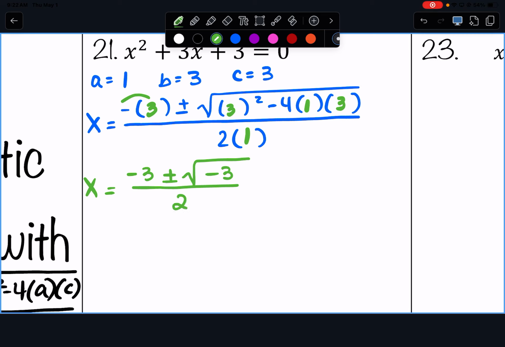From here, we're going to simplify that square root. So we're going to break it into the square root of negative 1 times the square root of 3. What is the square root of negative 1? Which is i. Can I take the square root of 3?